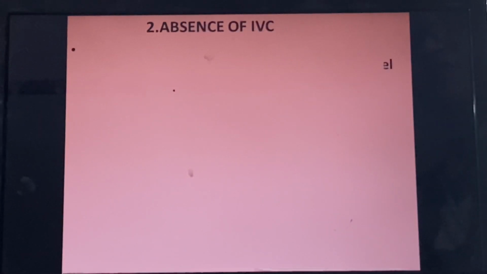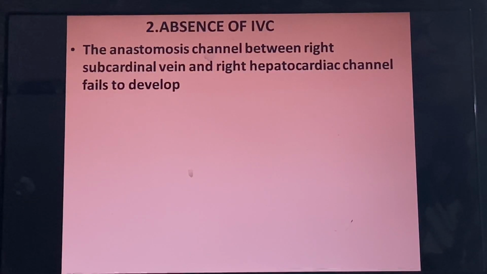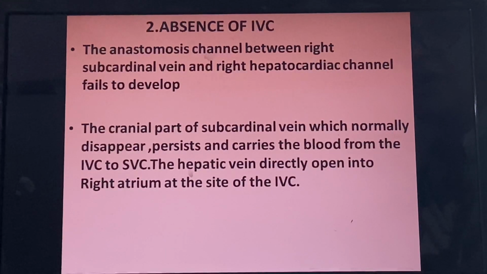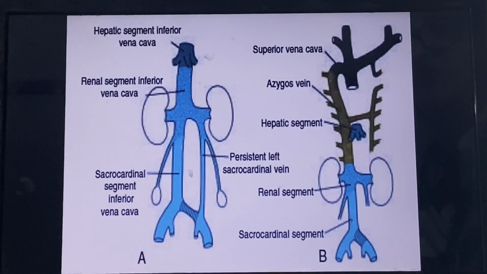Then absence of IVC. The anastomosis channel between the right subcardinal vein and the right hepatocardiac channel fails to develop. The cranial part of the subcardinal vein, which normally disappears, persists and carries the blood from the IVC to the superior vena cava. The hepatic vein directly opens into the right atrium at the site of the IVC. So this is about this.